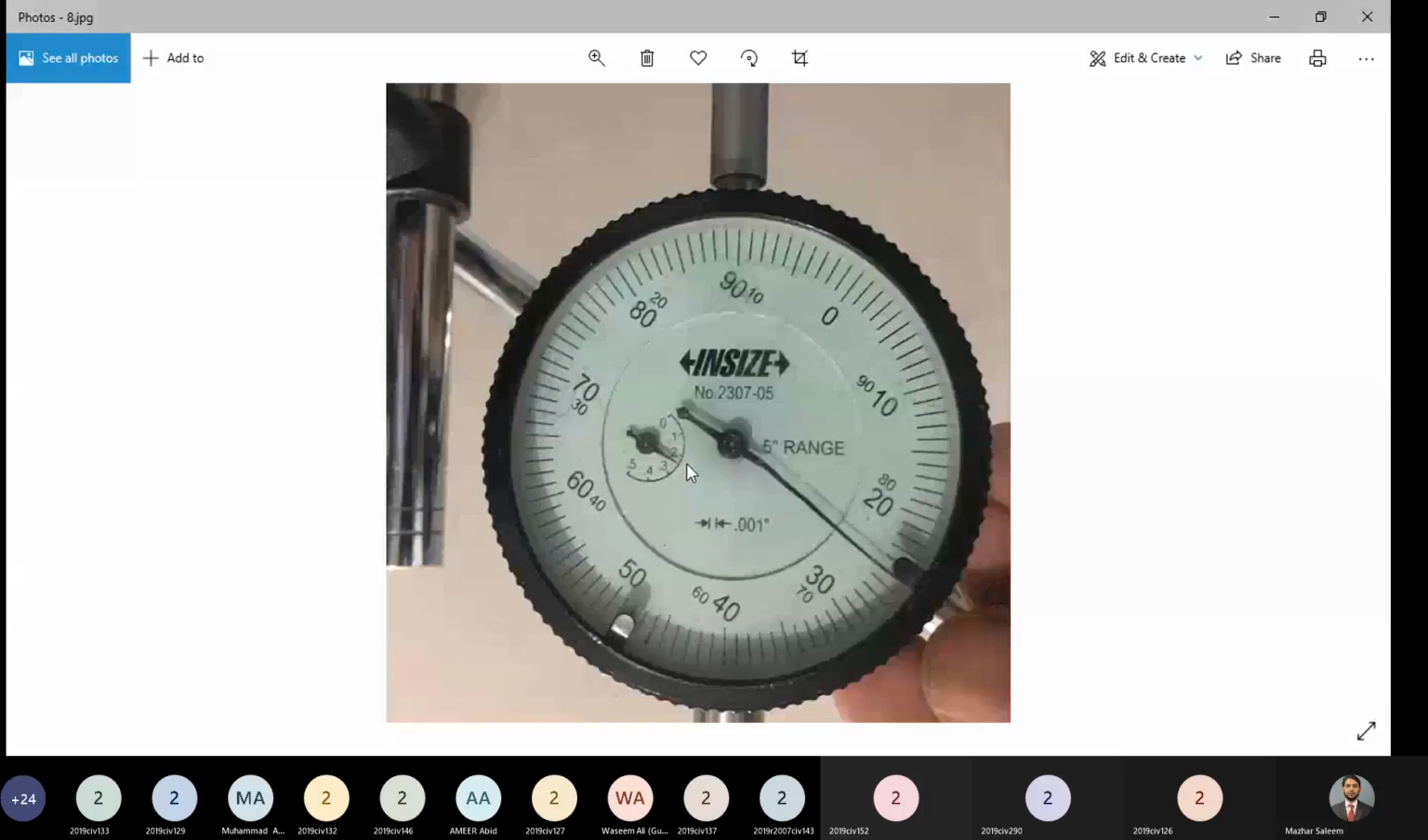So 0.2 inch is the main scale reading, and how much more than 0.2 inch, that comes from this small scale. Is it clear? I got it. Okay, Usman, please go ahead.